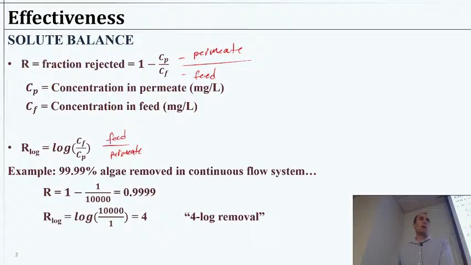That's going to be a big number if we're rejecting a lot. And so if we take the log of a big number, we're essentially deriving how many factors of 10 are required to get there. So if our feed is 1,000 times more concentrated than our permeate, that's a 3 log removal, or an R log of 3. So just some fancy terms, ways to describe it.